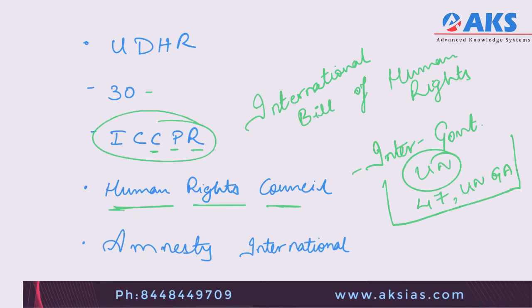Now let us try to know what Amnesty International is. It is an international organization of volunteers who campaign for human rights. It brings out independent reports on the violation of human rights all over the world. Please note that it is not part of the United Nations.